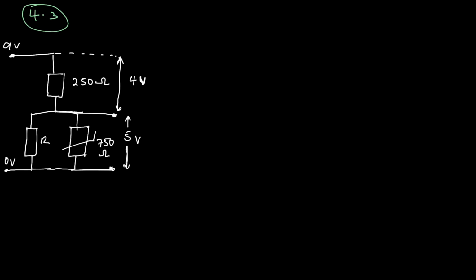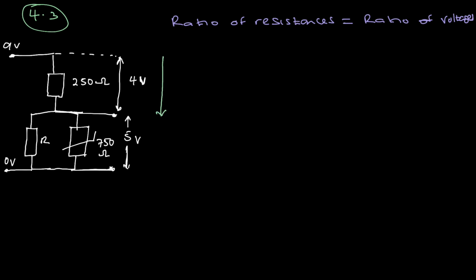The question asks us to determine the value of R that the student should select. We also need to give the answer to an appropriate number of significant figures. So what we need to say now is that the ratio of resistance is equal to the ratio of voltages, and in this case this is the one part we want to look at. So we've got the two sections. The first one here, we're going to call R1, and this bottom one will be R2.